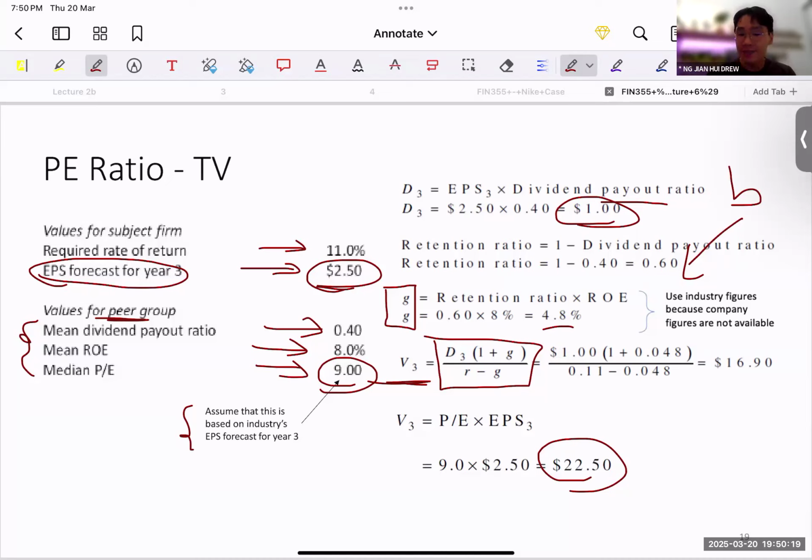So question, is it over or undervalued? Your subject firm, or your firm that you are calculating, and how do you know that? You're right, undervalued, right? Because it's lower. If you compare this and this, the one that you calculated is much lower than your peer group. You're right, because lower PE.